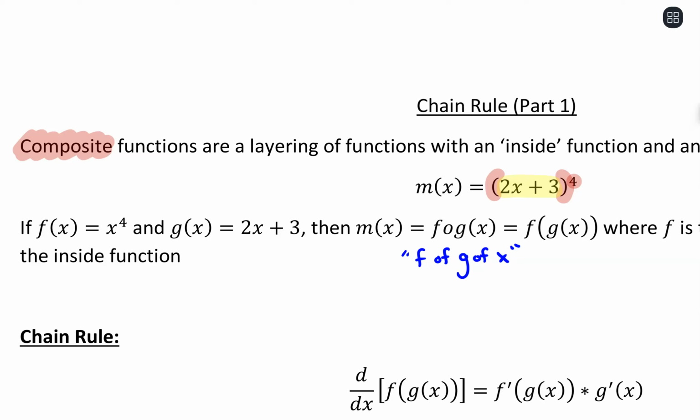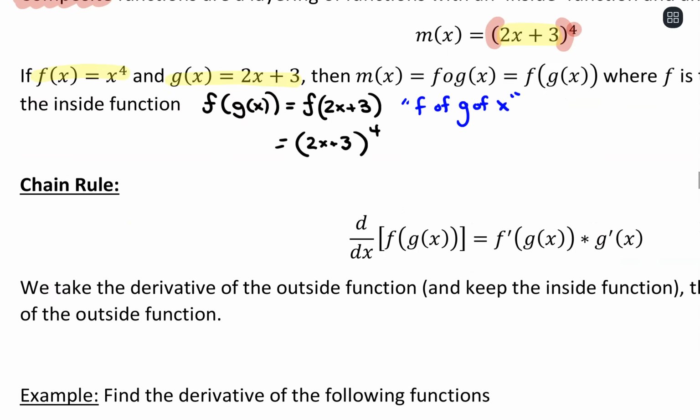It's like how I would simplify this. If f of x is x to the fourth, g of x is 2x plus 3, and I wanted to find f of g of x, well, what we're doing there is taking f of g of x, and g of x is just equal to 2x plus 3. Our function f tells us take whatever our input is and raise it to the fourth power, and our input is this whole function 2x plus 3. So that's how we're seeing this layering of functions. What's going to be helpful in this section is recognizing what's the inside function and what's the outside function when we're taking the derivative.